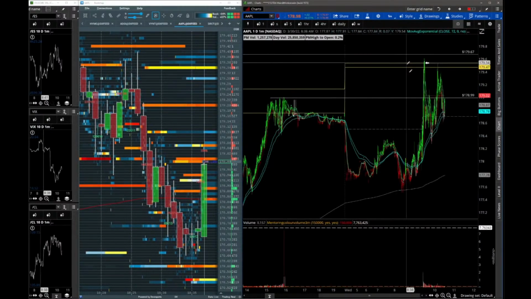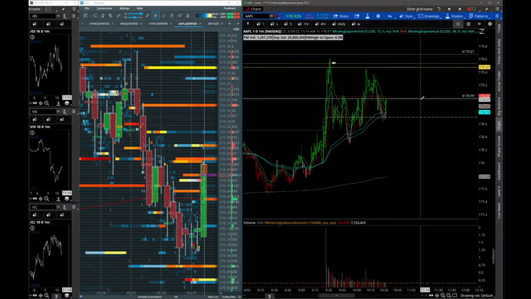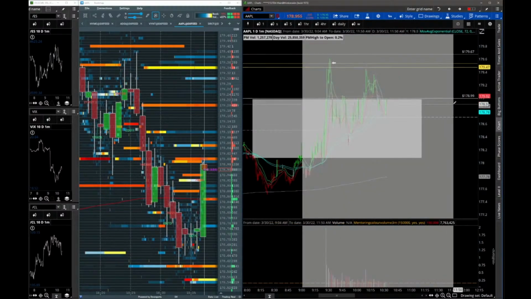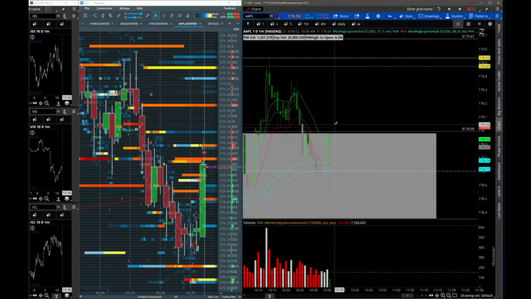And now over here, I'm not considering anything to trade below this area. So I want to trade above this 179. Only that, okay? Maybe you can have a trade. Let's see if ES is going to push.